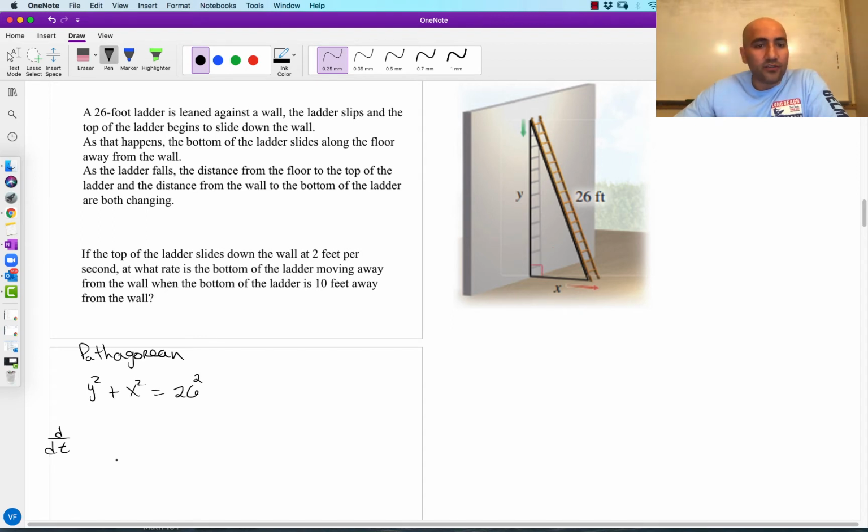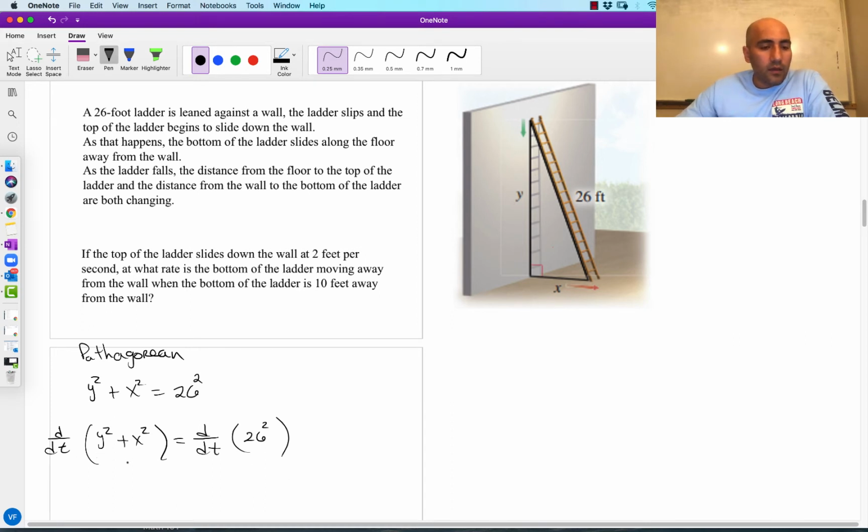That's what makes this section really hard. You know, there isn't one straightforward rule that we always use. But with respect to time is a very popular derivative that we have to apply. So let's take the derivative with respect to time of this equation, y squared plus x squared, equals the derivative with respect to time of this side.